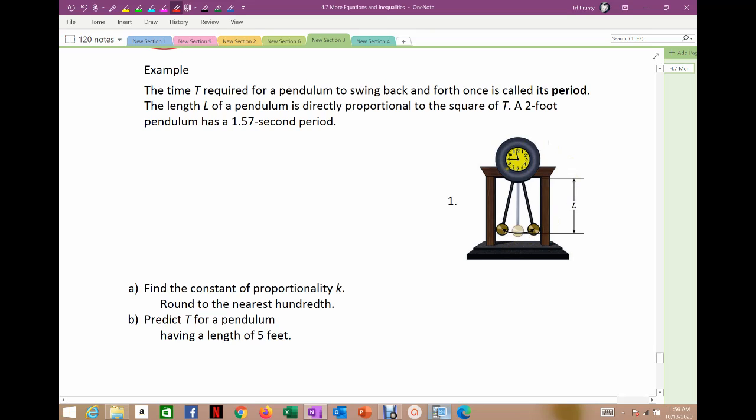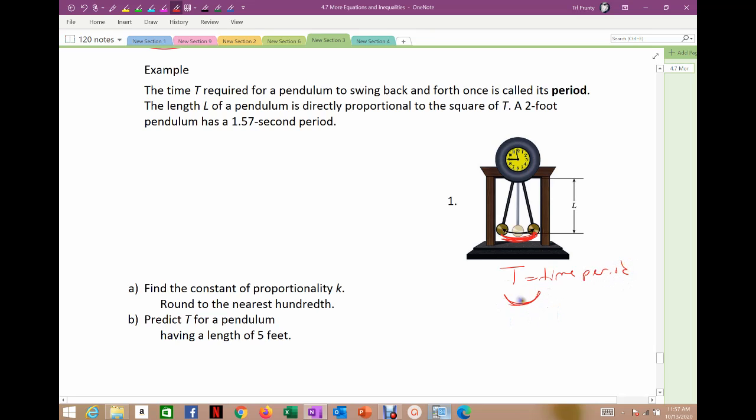All right, suppose that we know that the time required for a pendulum to swing back and forth. So here's my pendulum, my picture down here. So I've got my grandfather clock, and so the pendulum's here, swinging back and forth. All right, and so that's what T is, the time it takes for it to swing back and forth. For a pendulum, the time it takes to swing back and forth is called the period. That's what the capital T is.